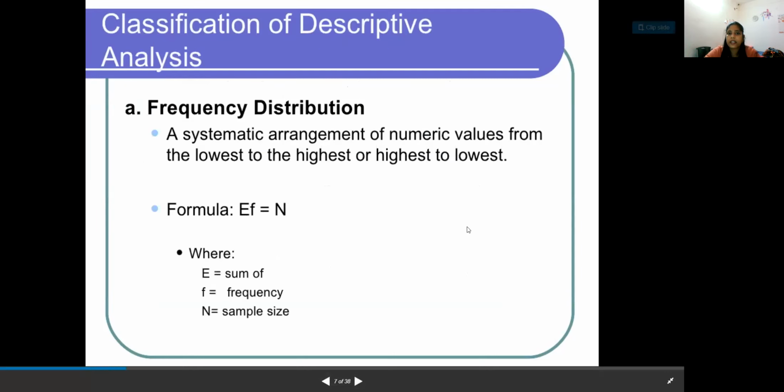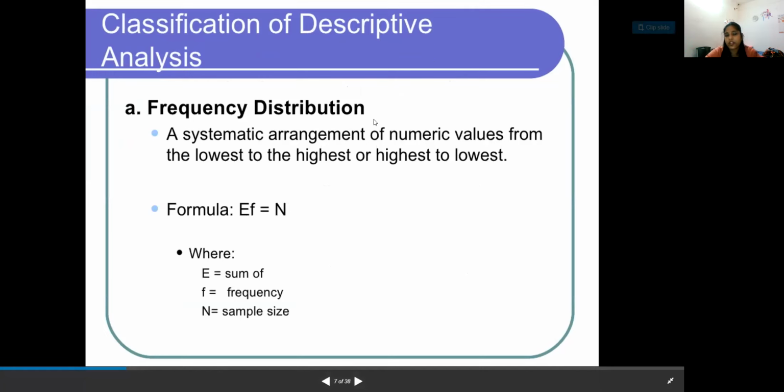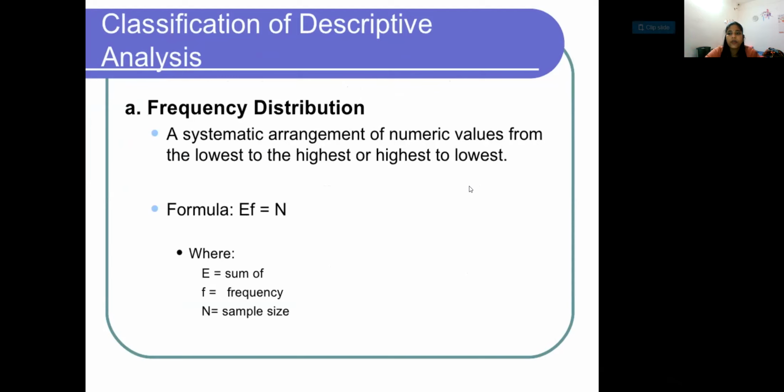You can see the classification of descriptive analysis. First, how can we identify which mathematical equation will be used in descriptive analysis? Frequency distribution is a systematic arrangement of numeric values from the lowest to the highest or highest to lowest. We already know that after collection of data, we have to give scoring to each of your questions, and then convert that into a master sheet, otherwise a coding sheet, before doing descriptive and inferential analysis.